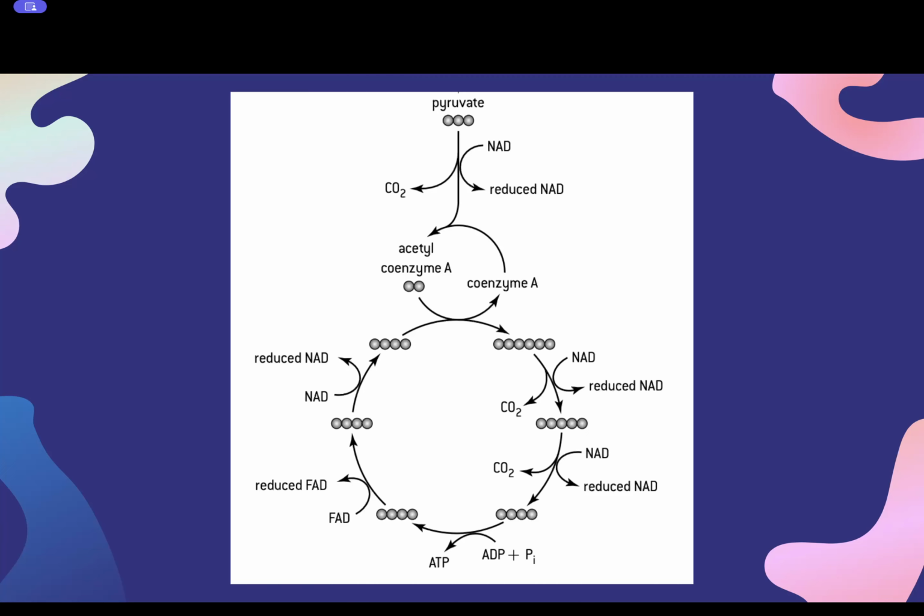So a 6 carbon compound releases a hydrogen and CO2, converts into a 5 carbon compound, releases another hydrogen and another CO2, converts into a 4 carbon compound, at which point ADP turns into ATP, and that's the step where, of course, some of the energy is produced, and then the energy is used to convert ADP to ATP.